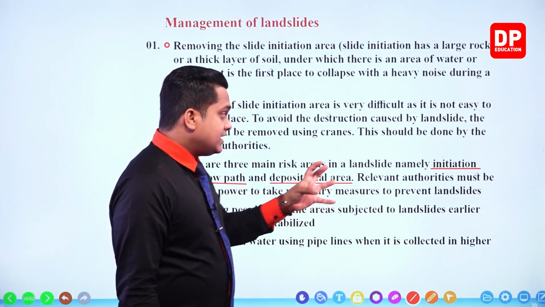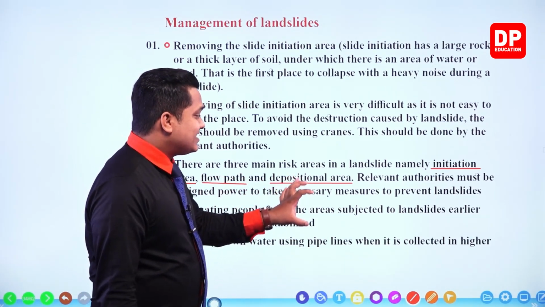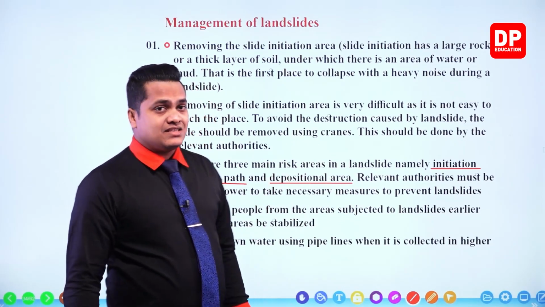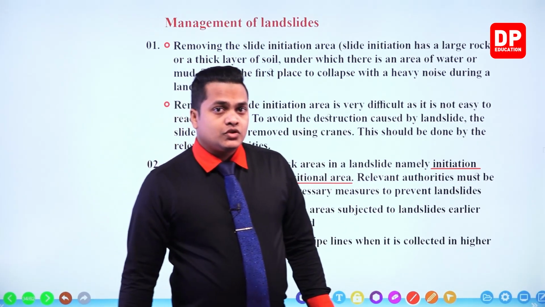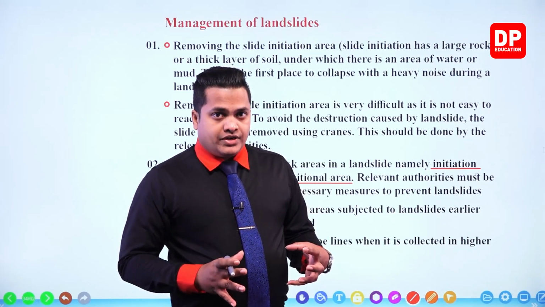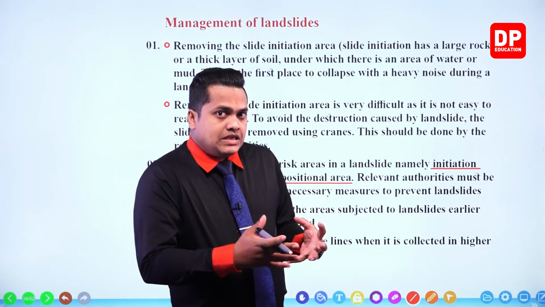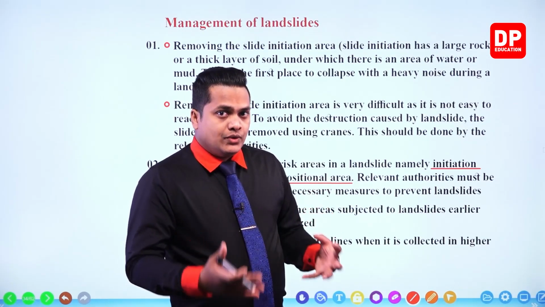So the authorities must be assigned power to take necessary measures to prevent landslides. First of all, we need to inform the authorities. Then the authorities would come and handle the situation. They will see what things they can do.